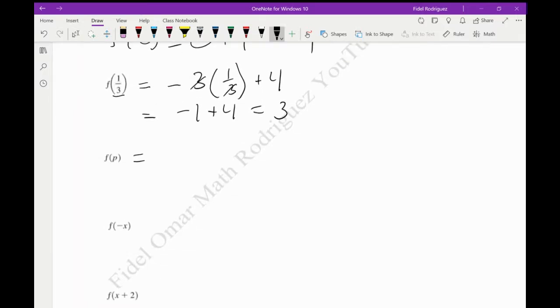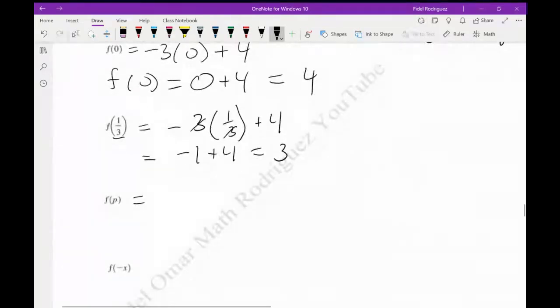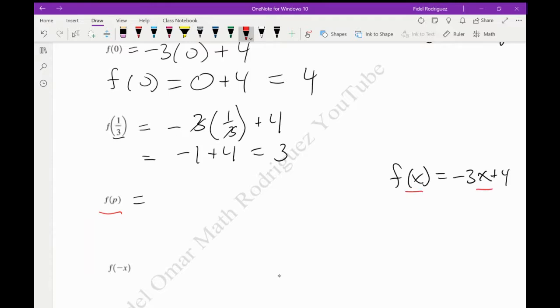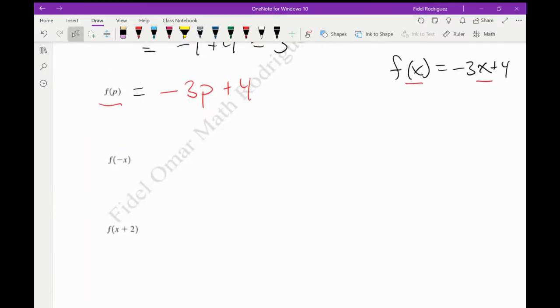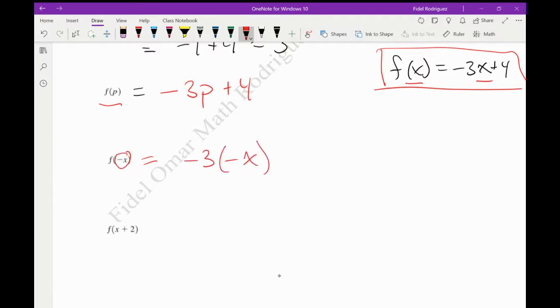And so the next one is f of p. So again, all I'm going to do, I'm just going to rewrite my function down over here because I'm kind of missing it now. So negative 3x plus 4. Okay, so now if I'm going to find f of p, all I'm going to do is everywhere I have an x, I'm going to replace it with the letter p. So negative 3p plus 4. And I'll do the same thing right here. So I'm going to come back to this function, and everywhere I have an x, I'm now going to replace it with a negative x. So we're going to put negative 3 times a negative x plus 4. And so this is going to give me a positive 3x plus 4.